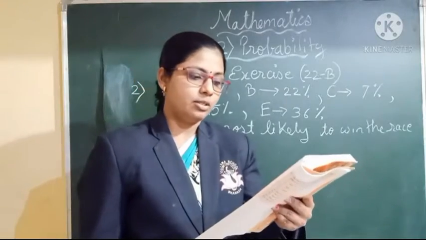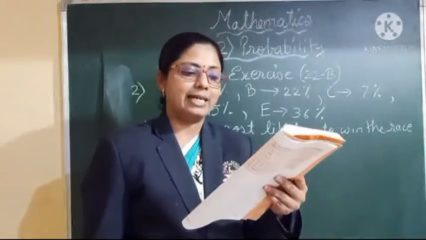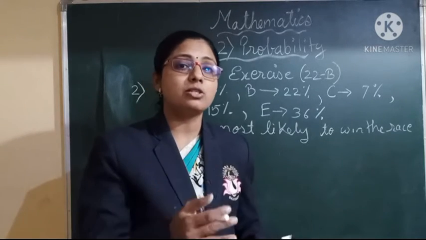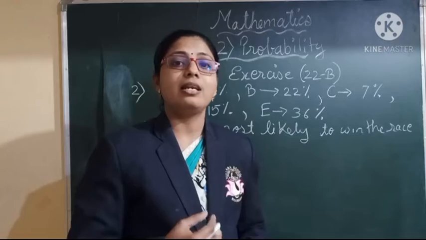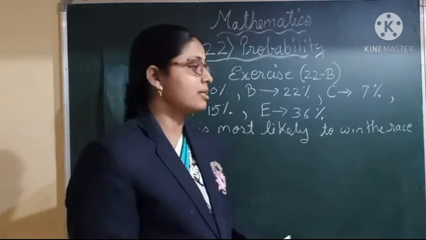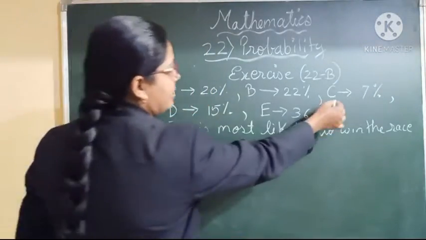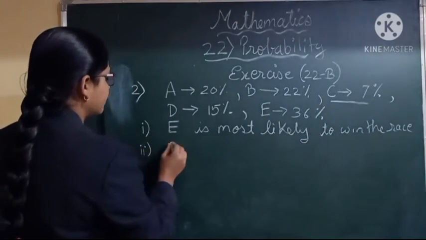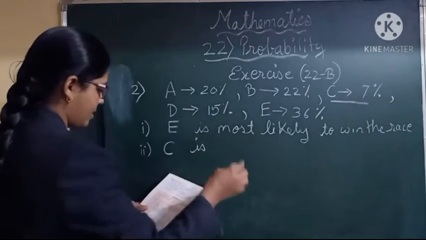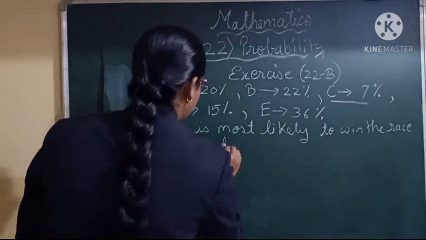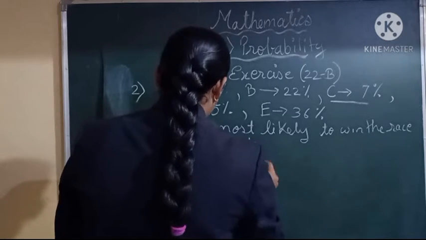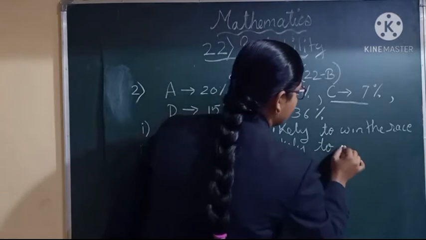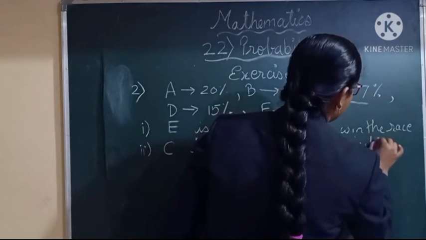Now the second question: who is least likely to win the race? Least means who has the lower probability to win the race. So let us see. C here. So C is least likely to win the race.